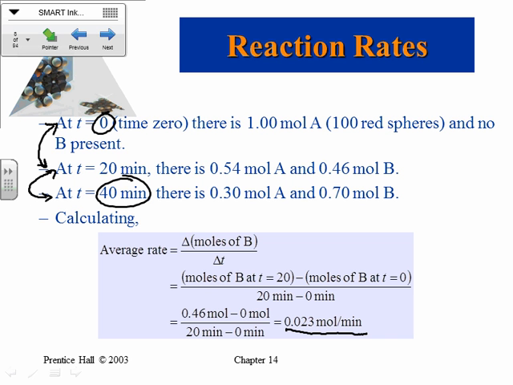So all we're doing there is saying, at time 20, there's 0.46 moles of B, and at time 0, there's no B, 0 moles of B. Then we're just using that change in B over the change in time, and that's going to give us our rate. We could have found the rate with respect to A as well. Either way is fine.